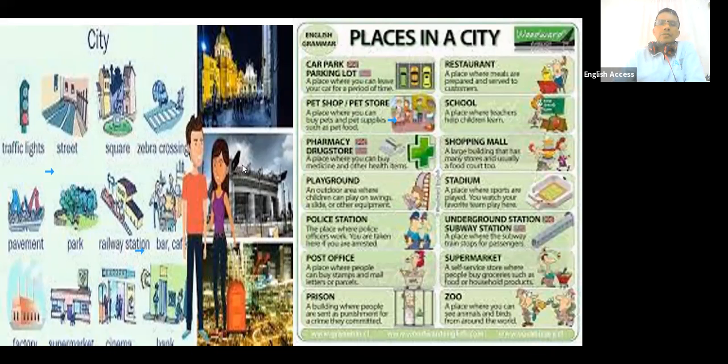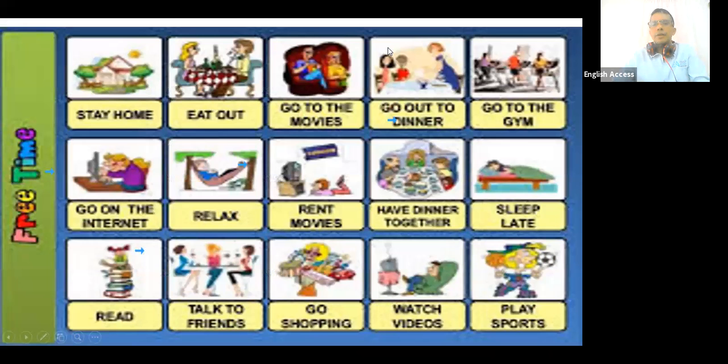Please pay attention. If you can take notes or take screenshots or pictures, whatever is easier for you. This is vocabulary for you, so you can learn more. We have more vocabulary about birds.